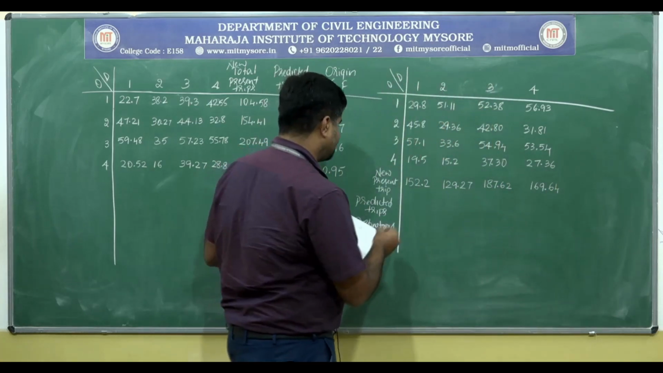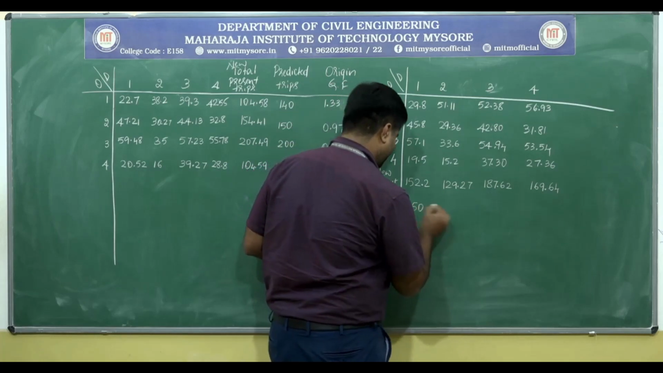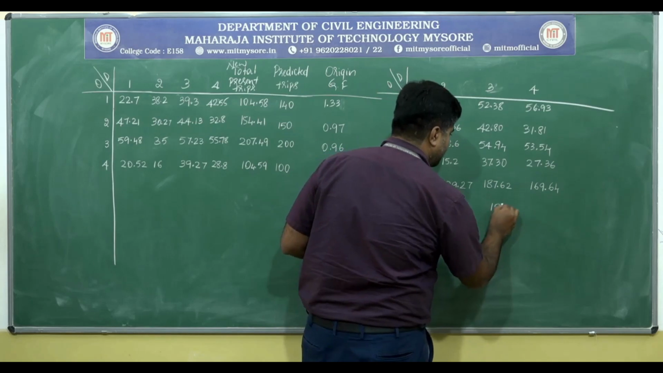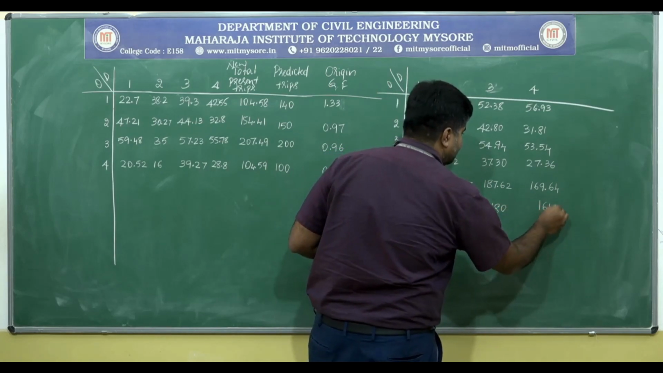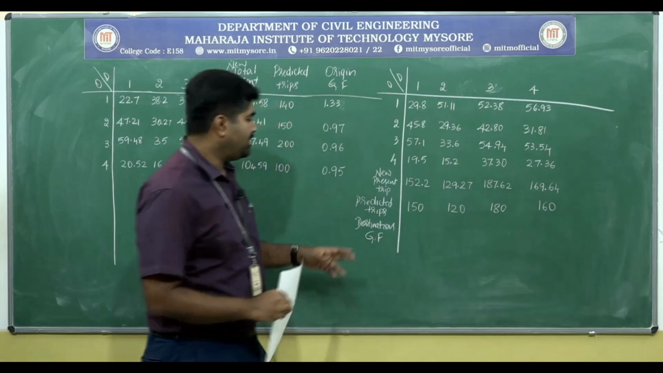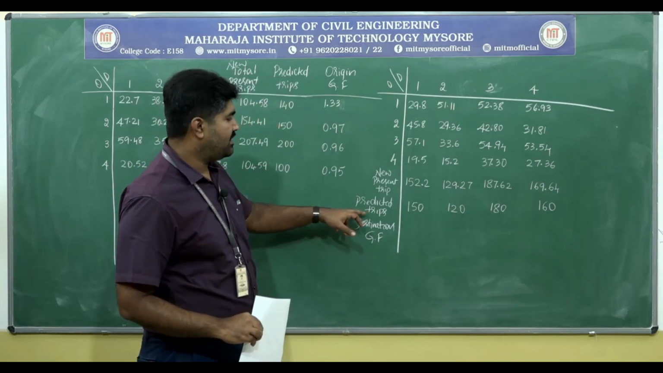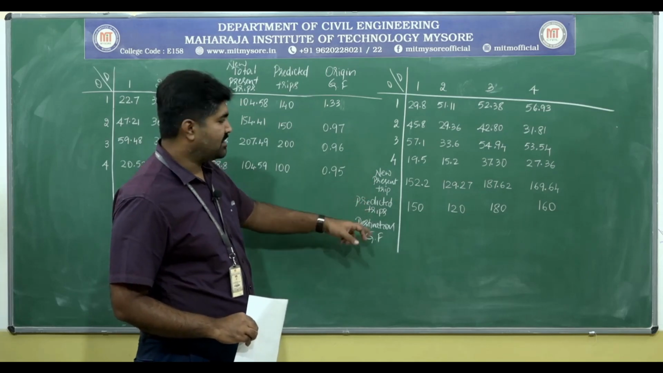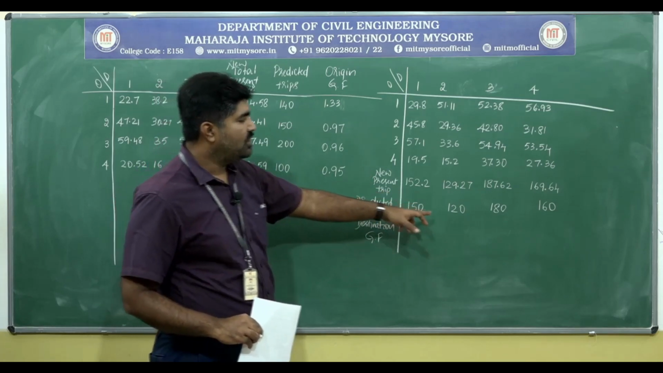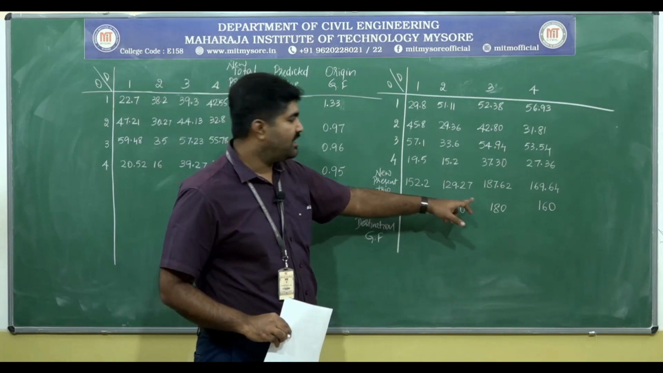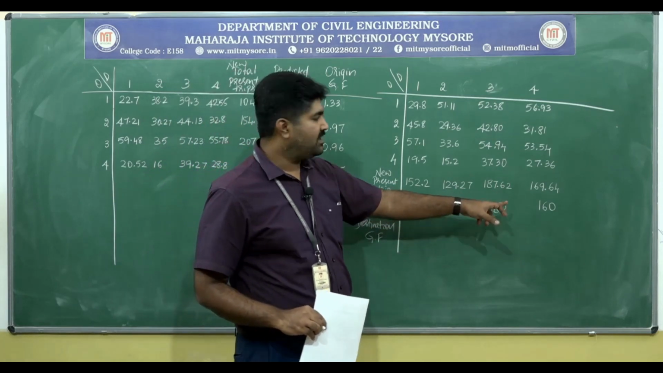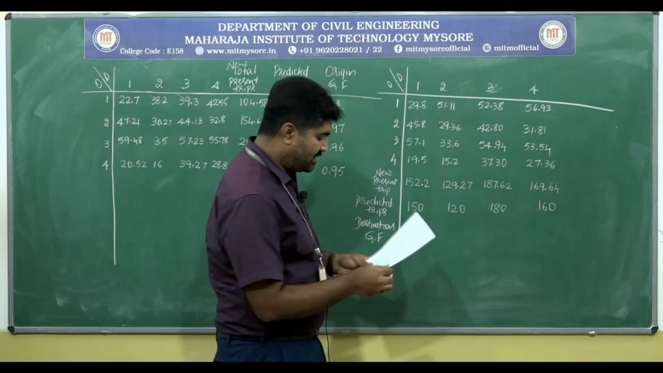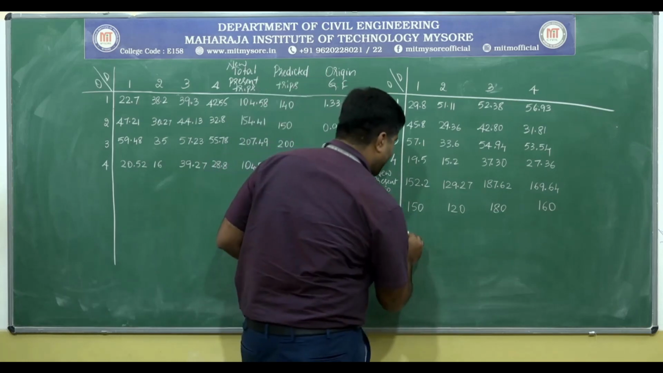We know the predicted trips, that is 150, 120, 180, 160. Now determine the destination growth factor. That we will get by dividing the predicted trips by the new total present trips. That is 150 divided by 152, 120 divided by 129, 180 divided by 187, 160 divided by 169.64.